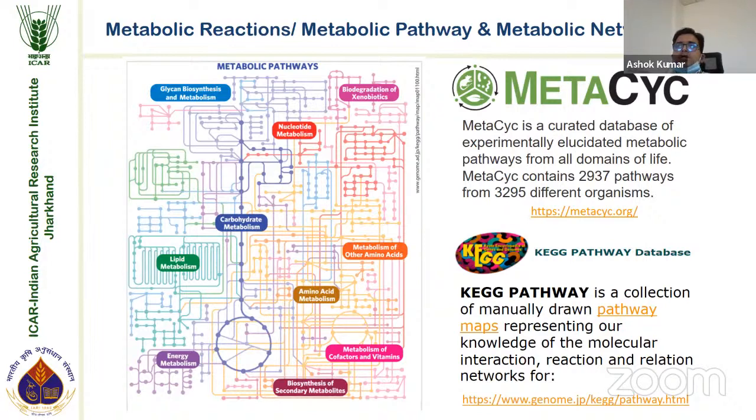There are generalized pathways, or we can say common pathways, which are redundant across organisms. Like glycolysis, the Krebs cycle, the electron transport chain, and fatty acid metabolism, either synthesis or catabolism. These are the pathways you will find across organisms. But there are certain pathways which are very specific to an organism. Those are called specialized pathways.